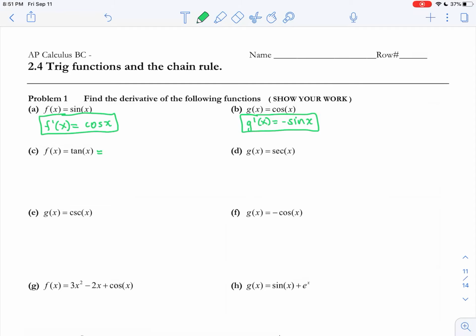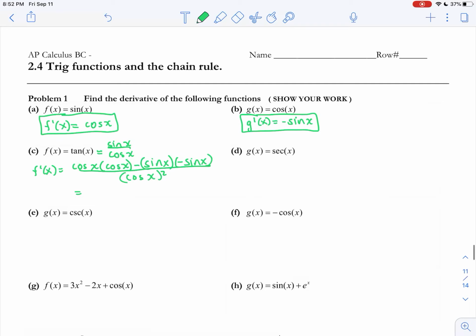And now tangent of x we're going to memorize eventually, but just in case you ever forget, I'm going to derive it for you. Tangent of x is the quotient of sine of x over cosine of x. So I can use quotient rule from there. F prime of x is low d high: low, cosine of x, times the derivative of high, which is cosine of x, minus high, which is sine of x, times the derivative of the low, which is negative sine of x, all over what's below squared. So cosine of x quantity squared.